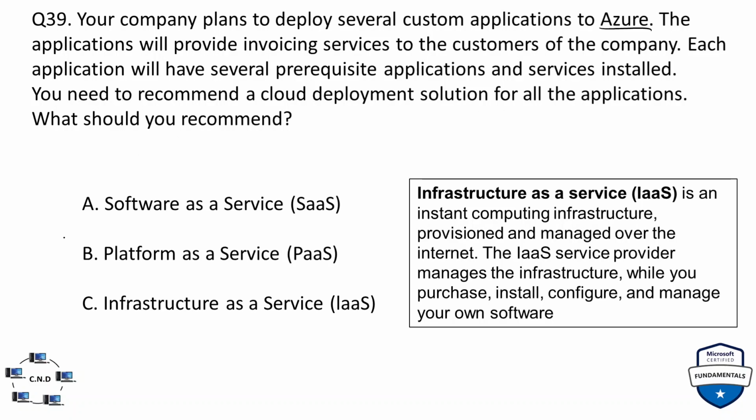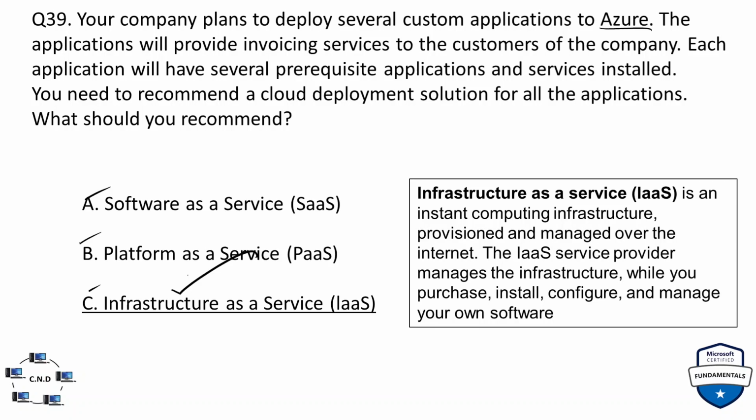What should you recommend? And again, the options are option A, software as a service, option B, platform as a service, and option C, infrastructure as a service. The correct option is infrastructure as a service. And why is that? Because infrastructure as a service is an instant computing infrastructure provisioned and managed over the internet.